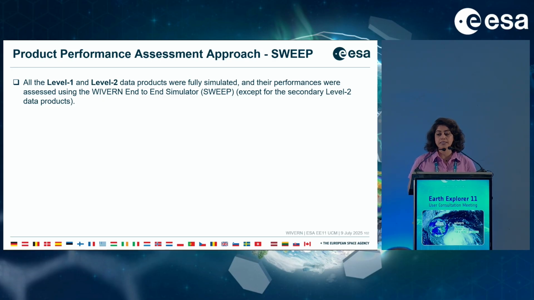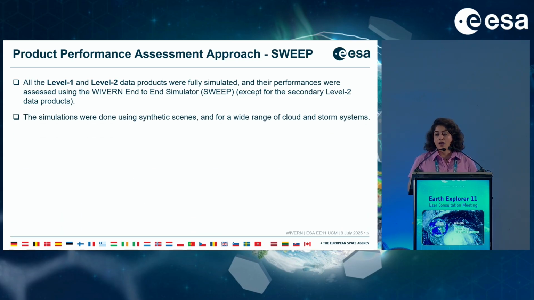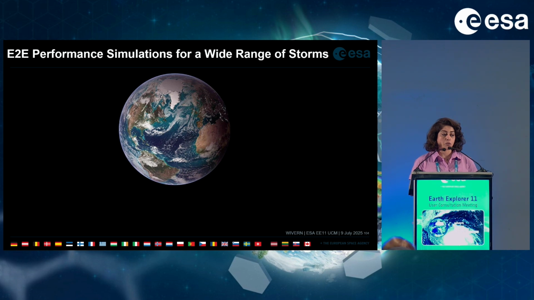I would like to emphasize that all of these level 1 and level 2 data products were fully simulated, and their performances were assessed using the WIVERN end-to-end simulator, which is called SWEEPS, except for the level 2 data products, which was out of the scope during phase A. The simulations were done using synthetic scenes and for a wide range of clouds and storm systems. Some of them are listed here.